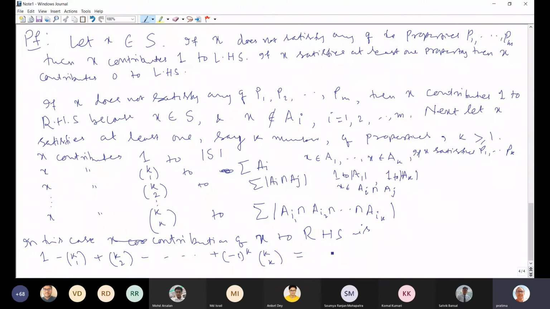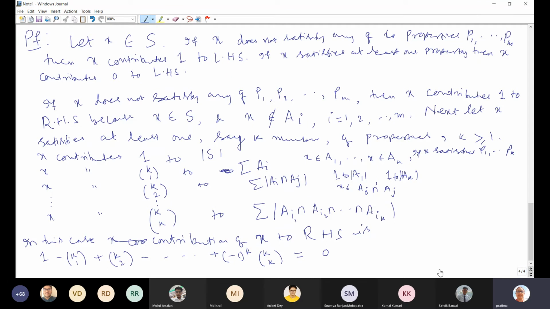So how much are you getting here? What is the sum? Zero. Yes, this sum is equal to 0, since it is 1 minus 1 whole to the power k. So x is contributing 0 to the right hand side. So the same properties are holding true in the left hand side and right hand side for any element x. Therefore, the left hand side is equal to the right hand side.